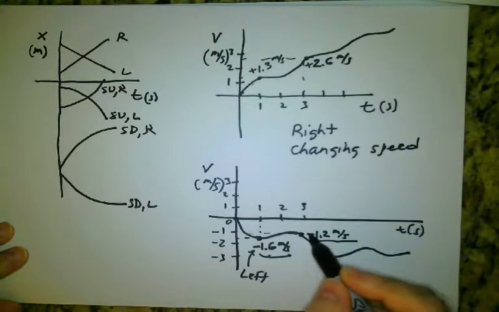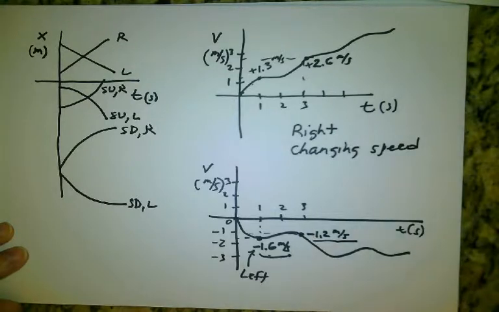In any case, now let's sum it up. So this entire graph is showing you motion to the left. And again, you're changing your speed. So just remember that on velocity time graphs, the signs are telling you direction.